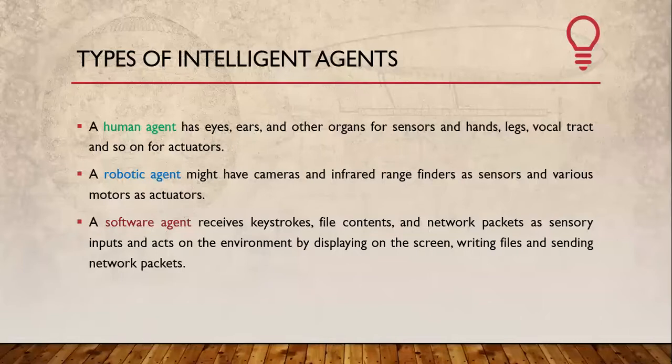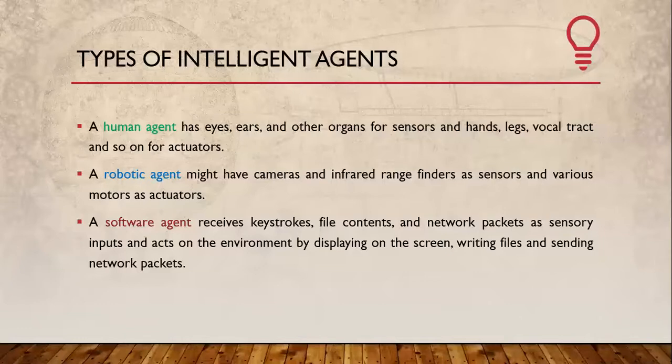Going ahead, the next agent, which is relevant to our subject, is the robotic agent. So what does the robotic agent have? The robotic agent has cameras and infrared range finders as sensors. So the robotic agent would have sensors such as cameras, or certain infrared range finders, which can detect certain things from a small distance.